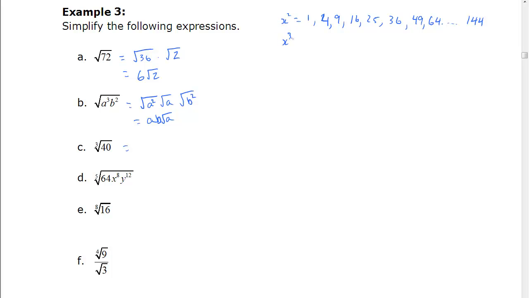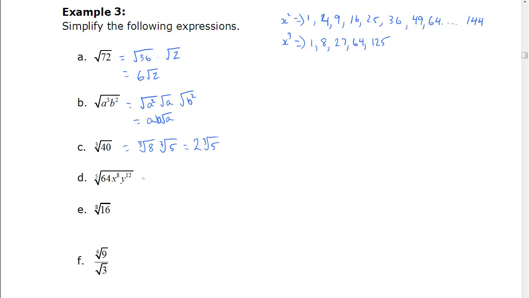Perfect cubes, so these were x squared. These can be x cubed. Well, the perfect cubes, those are 1, 8, 3 cubed, 27, 4 cubed, 64, 5 cubed, 125, and that's probably enough to be familiar with. You can find all of them on your calculator, of course. So the largest one that divides 40, because here we're looking for cube, well, that would be 8. So cube root of 8, cube root of 5, that gives us 2 cube root of 5.